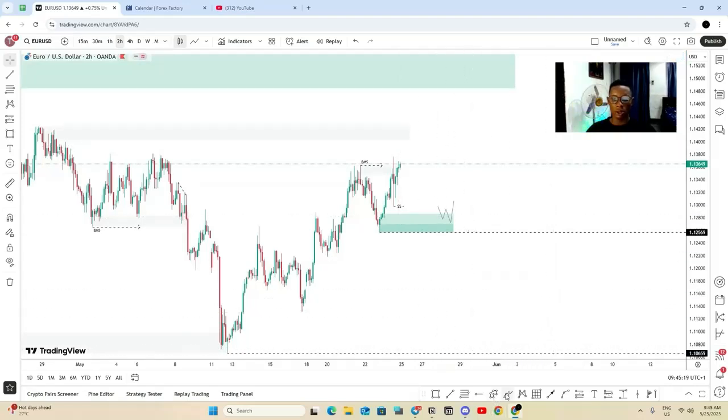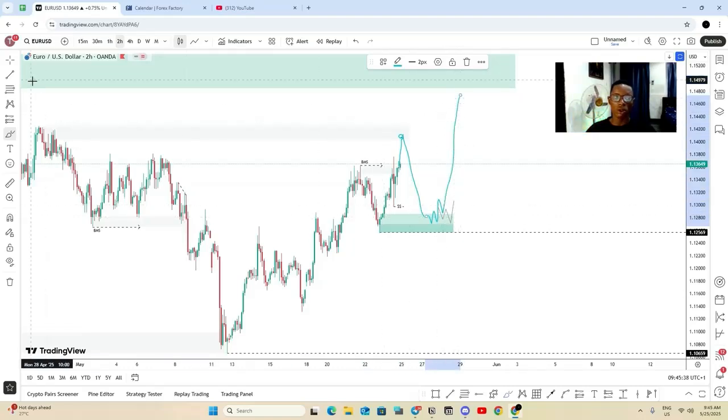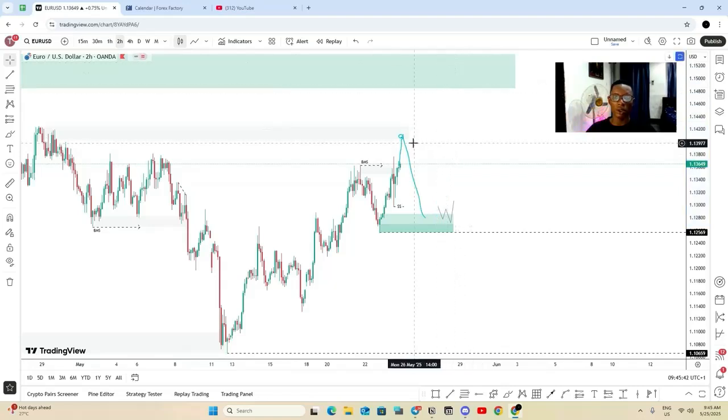I'm anticipating to see price breaking above this high right here, and then reacting off from this area of supply level. Once we tap into this area of supply level, I'm expecting a bounce back to this demand level, and then this is what I'm probably going to wait for, a lower time frame confirmation, in order for me to take my long opportunity.